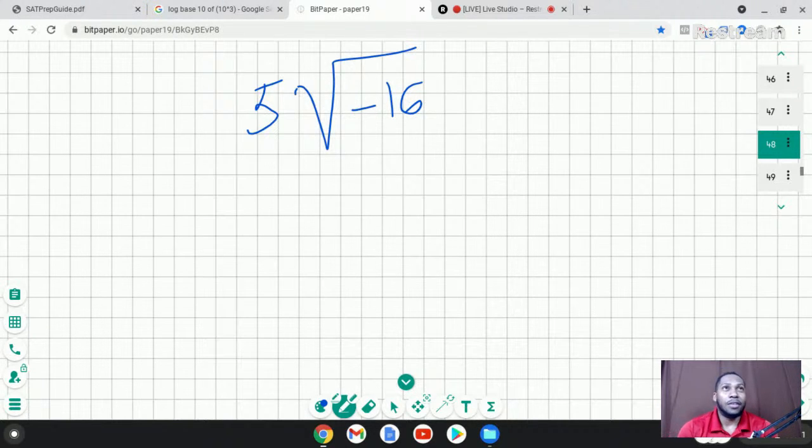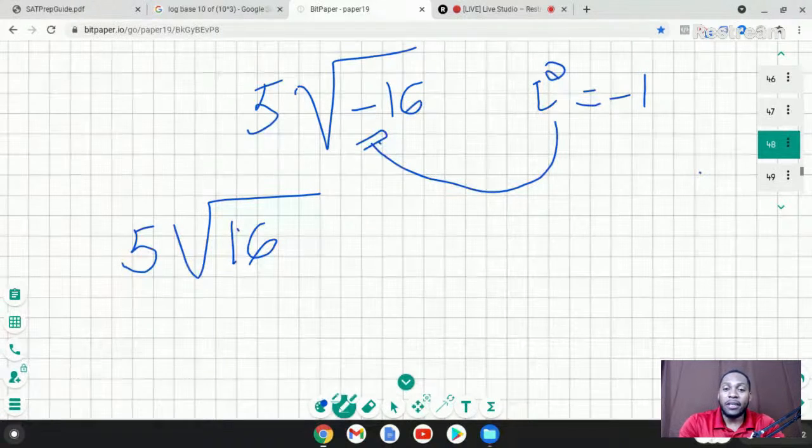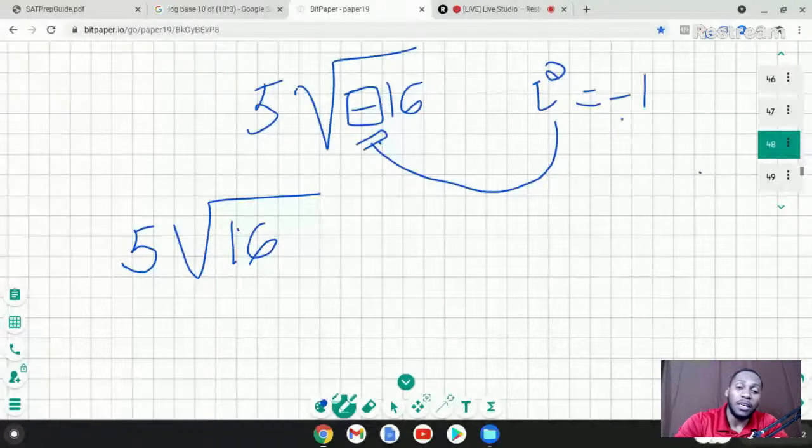There are two ways that you can think about this. The first way is saying I squared is equal to negative 1, and I just replace the negative 1 here by I squared. I think this is usually the easiest way for me to think about it. Negative 16 means negative 1 multiplied by 16, and I just replaced the negative 1 by I squared.